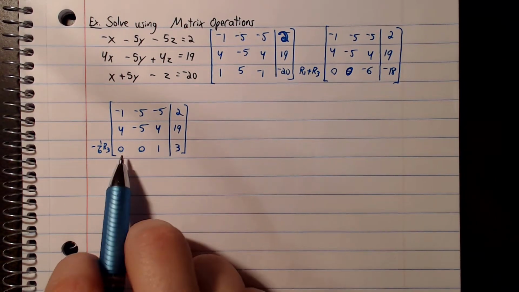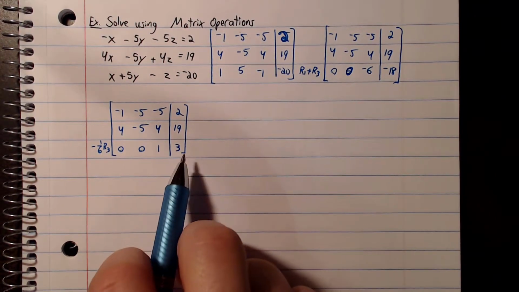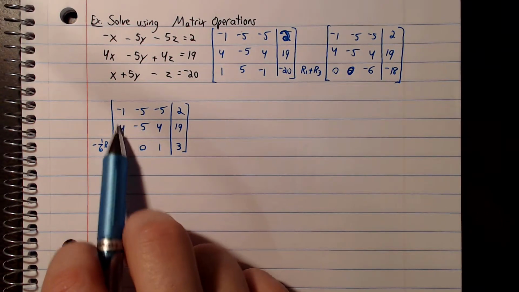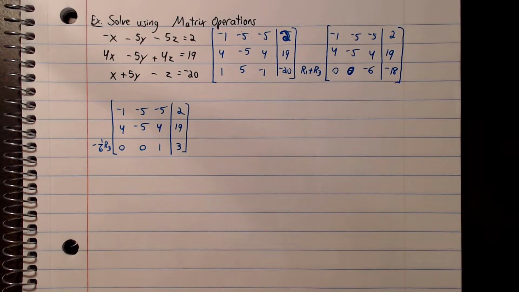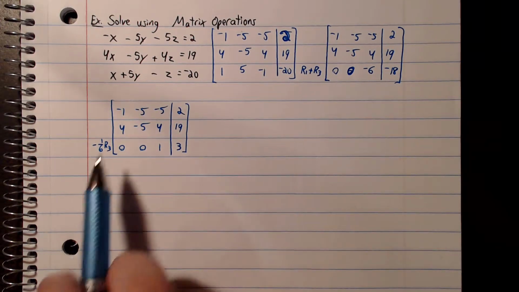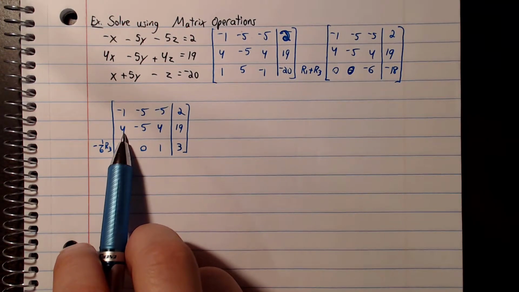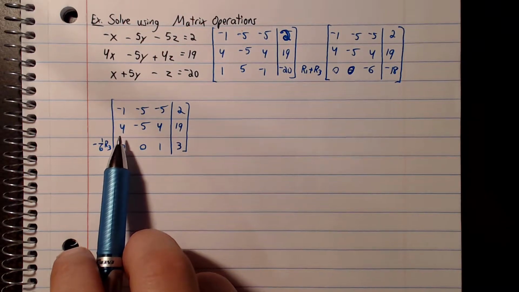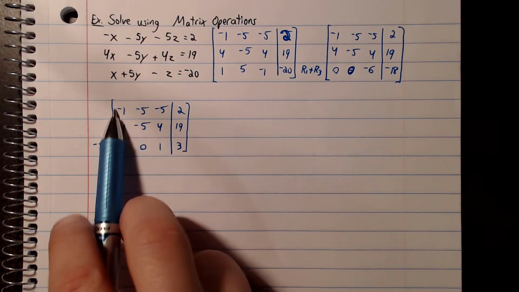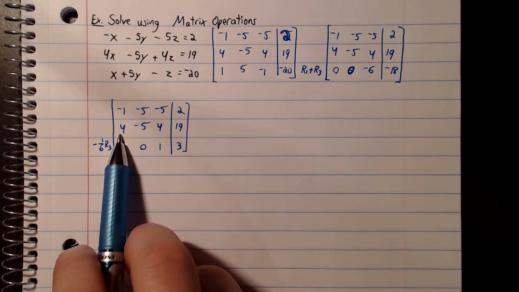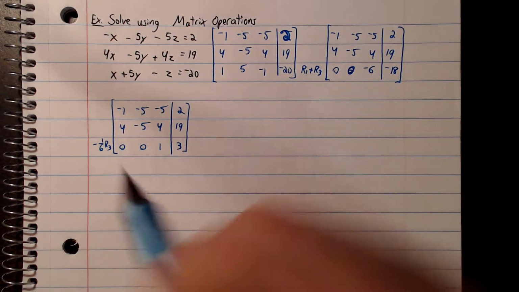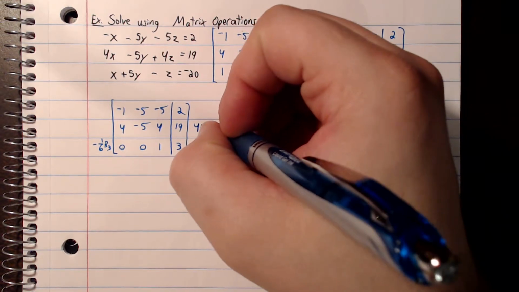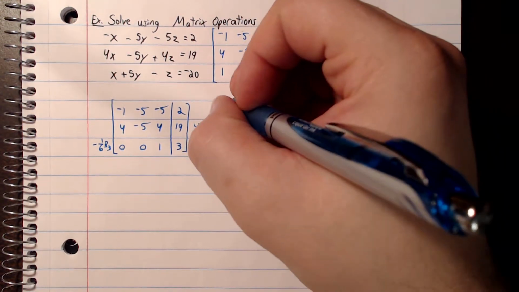So now we've got a 1 where we want it. And we also have a 1 right here that we'll deal with in a minute. But first, I want to make this 4 disappear. So how I'm going to do that is I'm going to add 4 of these rows, row 1, with row 2. 4 row 1s added to row 2.